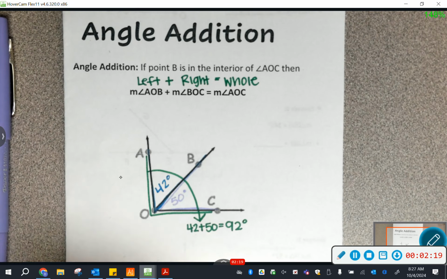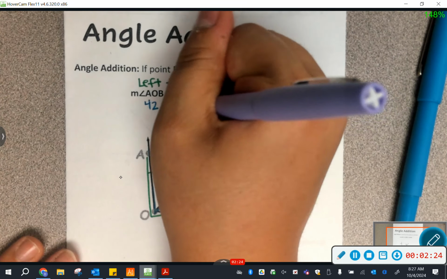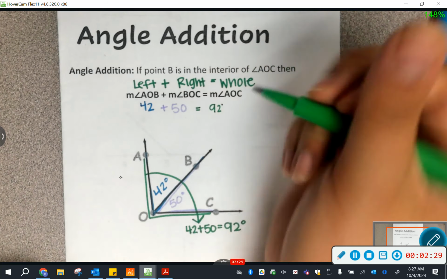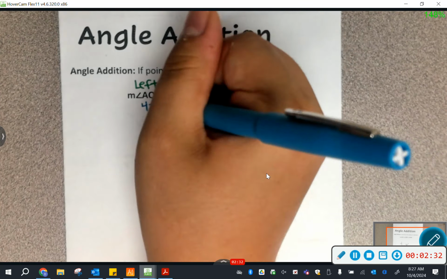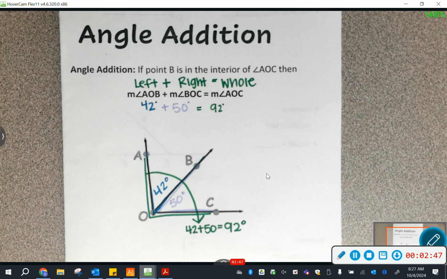So in this case, we did 42 plus 50 equals what? 92. And all of those were degrees. Put degree signs. Write this down with me, please. We are doing left plus right equals whole. Now, if I give you the left and the right, we add them together for the whole thing, right? Open up your notes. I see some people writing, so I'm waiting real quick.